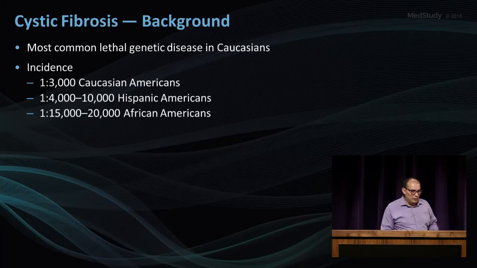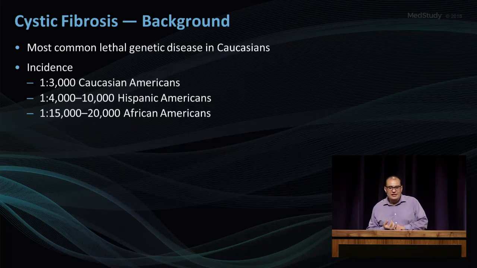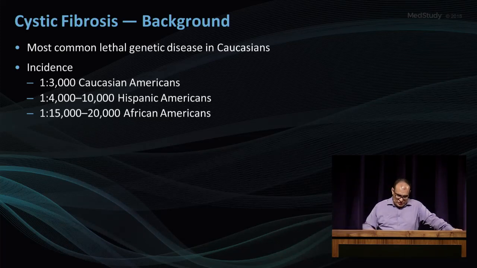Okay, moving to cystic fibrosis. It is the most common lethal genetic disease in Caucasians. 1 in every 3,000 Caucasian births, 1 in every 3,000. And 1 in every 20 Caucasians carries the gene, the CFTR gene, the defective gene. 1 in every 4,000 to 10,000 in Hispanics, and in African Americans 1 in every 15 to 20. So it's more common in Caucasian Americans.